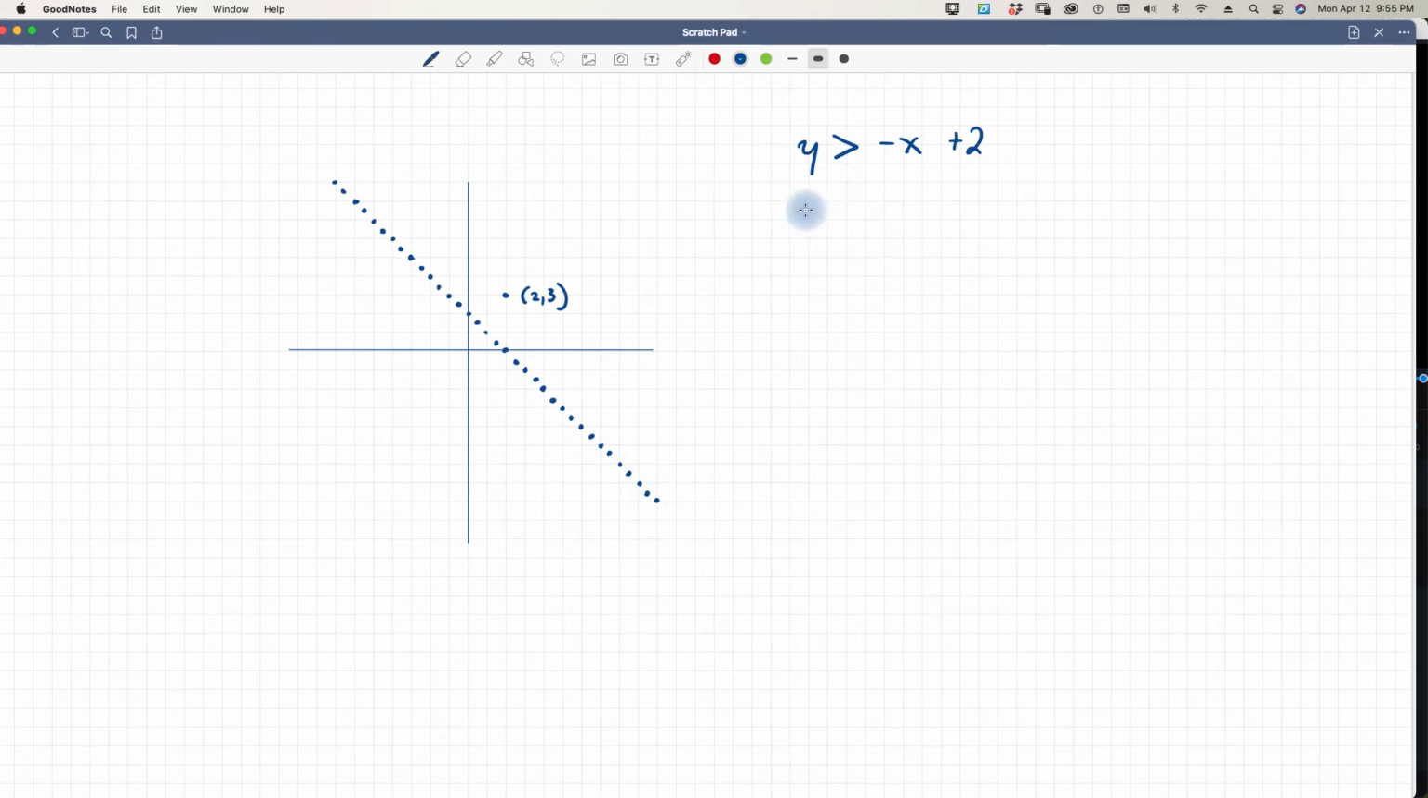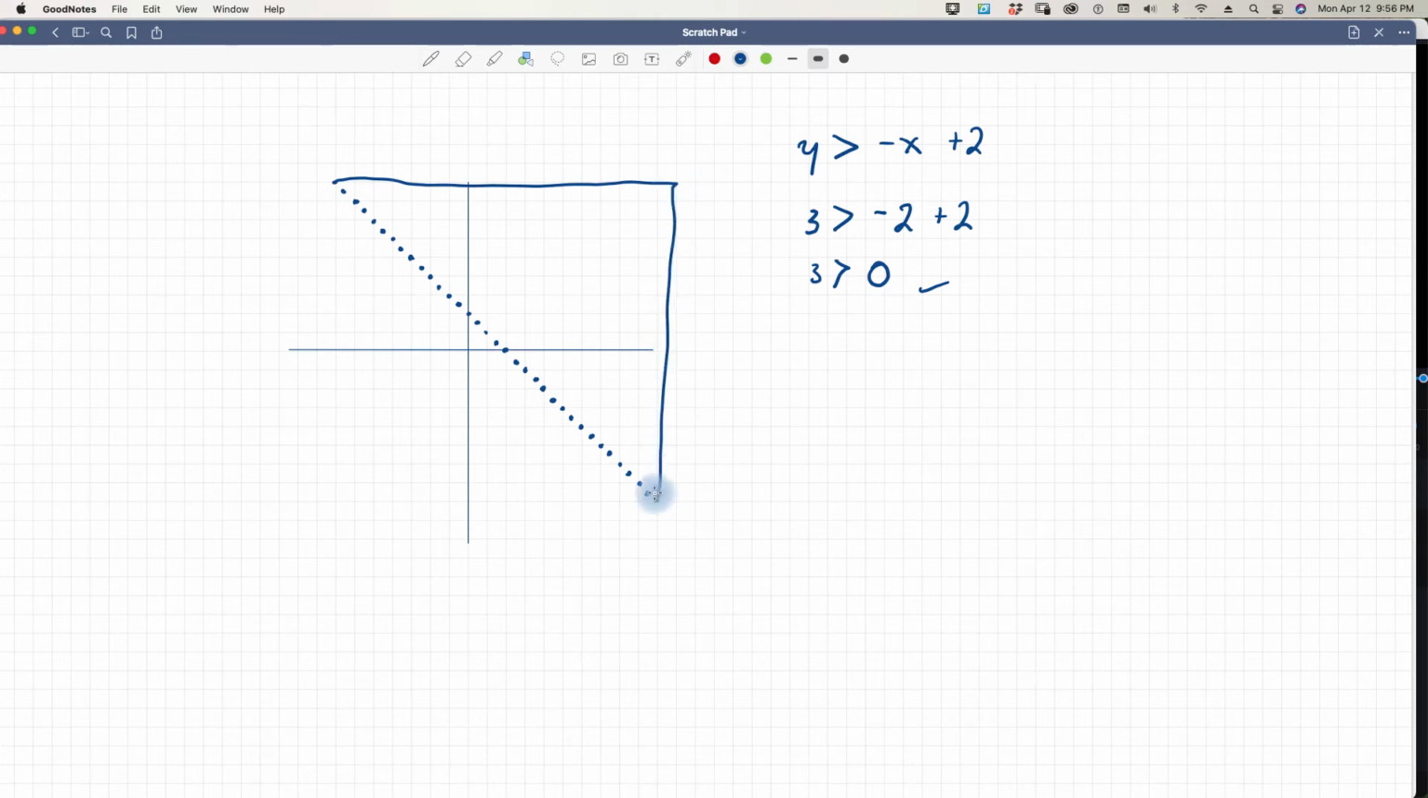So let's drop in 3 for y and -2 for x in x plus 2. So 3 is greater than 0. Is 3 greater than 0? Yes, that is true. So what that tells me is that everything on this side is going to be greater, that this is what we're looking for.